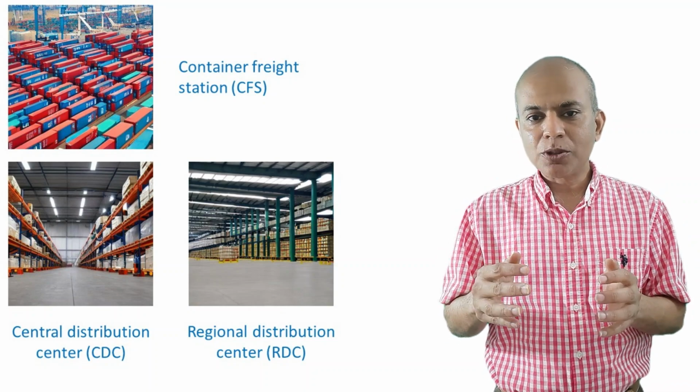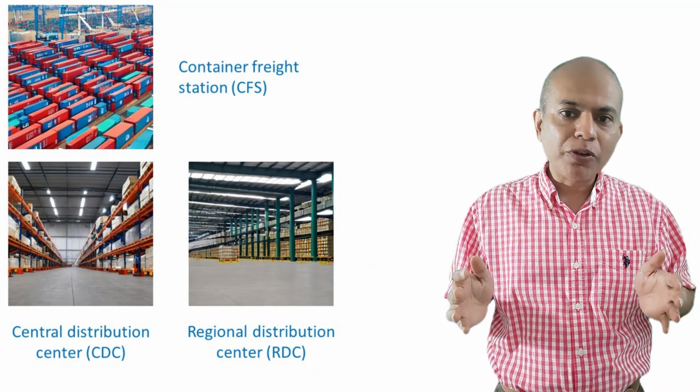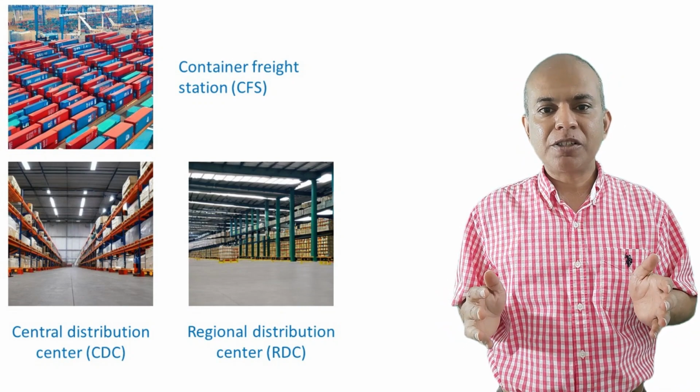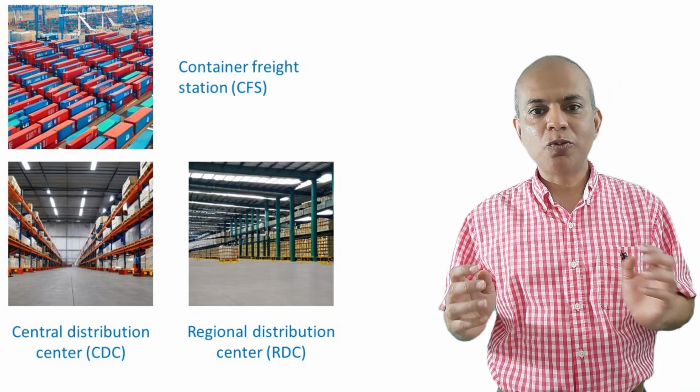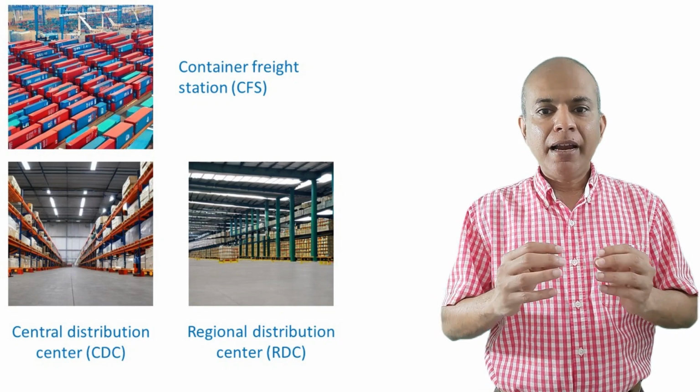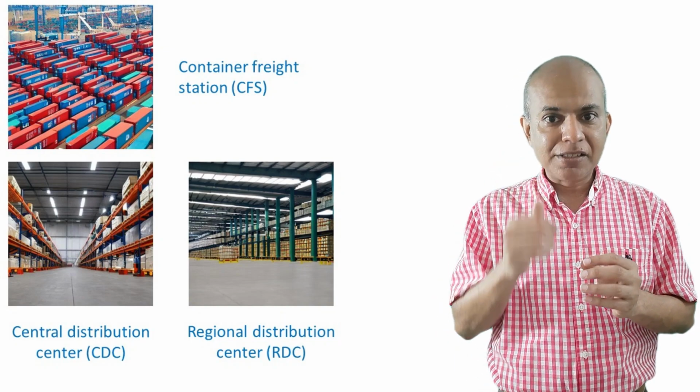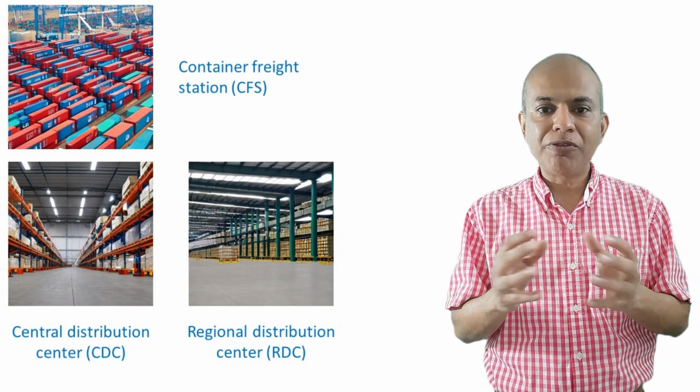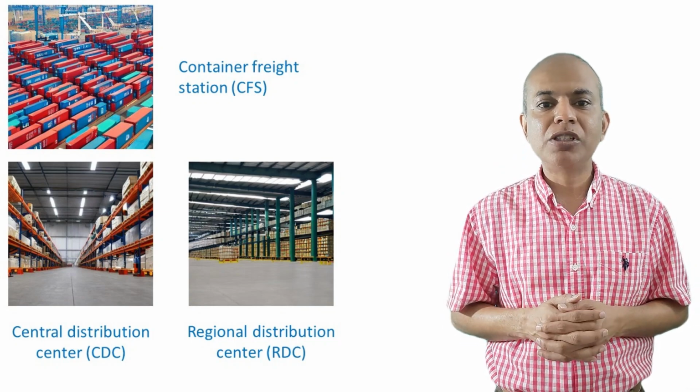A regional distribution center is a little bit removed from the central distribution center. It goes closer to the consumers and away from the CFS or the manufacturing facility. And the RDC, regional distribution center, breaks open even further. It disaggregates the goods even further.